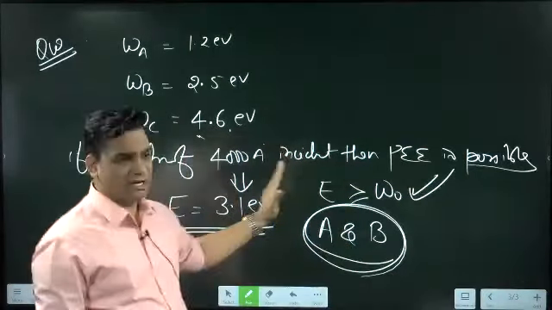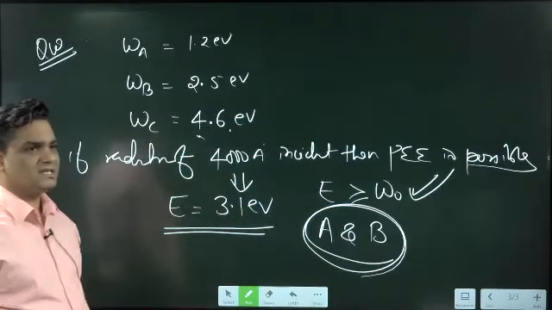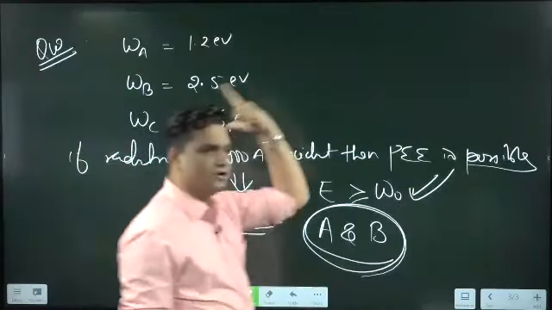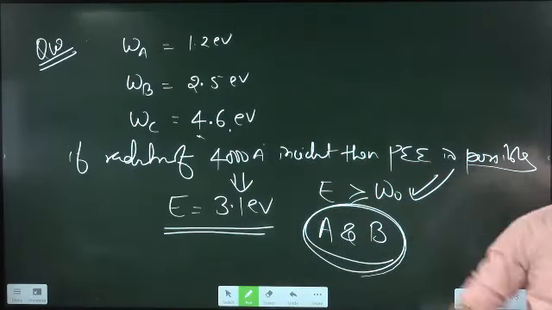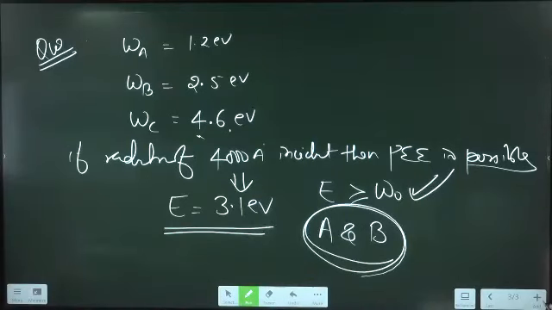This is all about ejection: when ejection will happen, when ejection will not happen. This is just one numerical on the ejection. Now we'll go for the next. Are you done? Now we have the next thing in this.